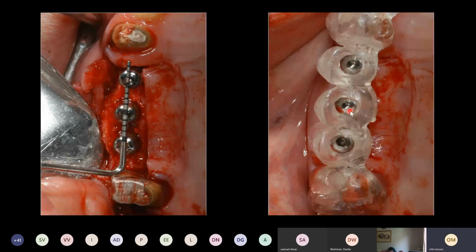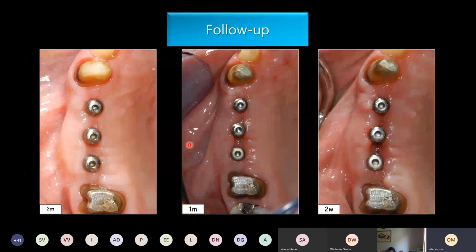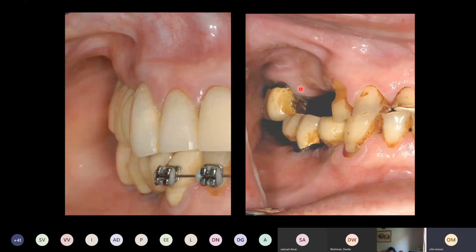And these are the 3 implants with the healing cap, and this is with a temporary bridge in place. This is the follow-up at 2 weeks, 1 month, and 2 months of healing. It looks nice, but here we knew that there is a problem. This is the before, and this is the after. This is the before, and this is the after. I think one can argue if it is justified to do so many surgeries, but it was the wish of the patient, and we had to respect it.